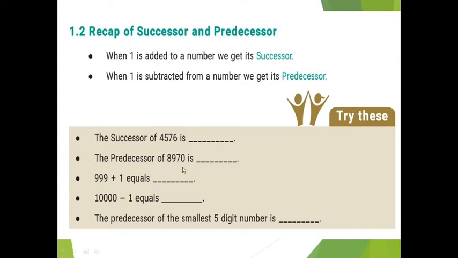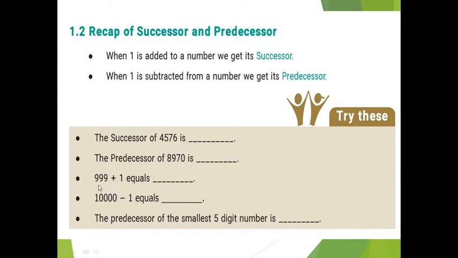Next question. The predecessor of 8970 is, predecessor means we have to subtract 1 from this number. If we subtract 1 from this number, we will get 8969. If we subtract 1 from 70, you will get 69. So the answer is 8969.